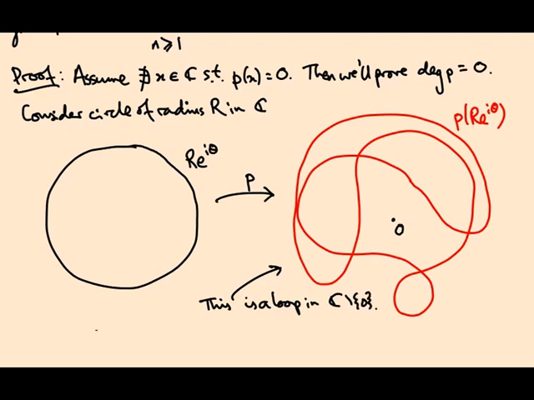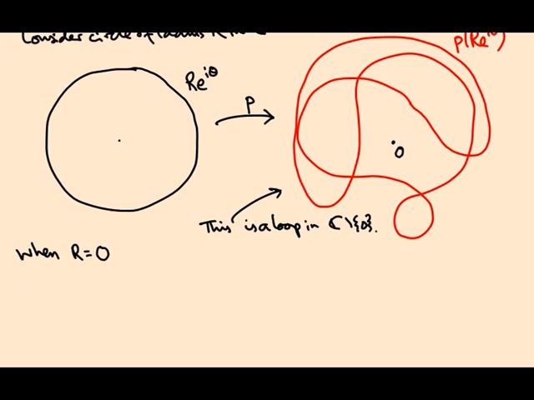Now, when r equals 0, what loop do we get? If we take a very, very small circle getting down to zero radius, what we're going to get over here is a point, just p of 0, which is not equal to 0, it's some other point, but it's just one point, so we get the constant loop.